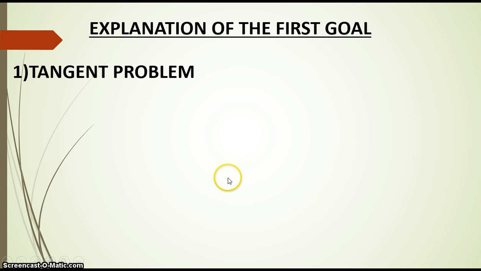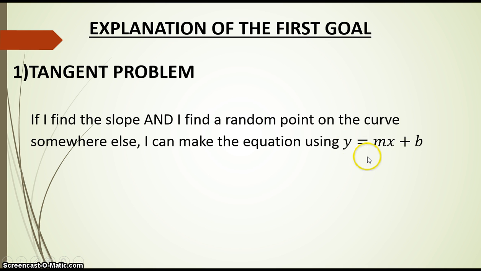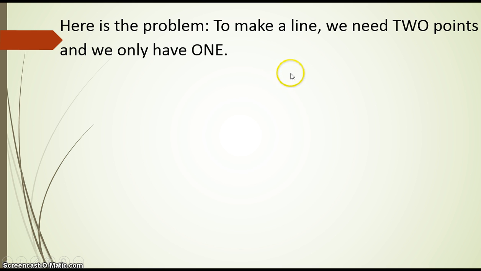So the explanation of our first goal, the tangent problem. This is the very first whole half of calculus. If I find the slope and I find a random point on the curve somewhere else, I could then make an equation. We know how a linear line works because basically a tangent line is a linear line. So if I can find the slope and I can find a random point, I basically could find the equation of the line, y equals mx plus b.